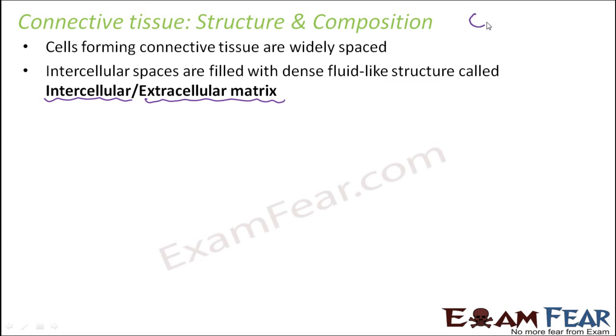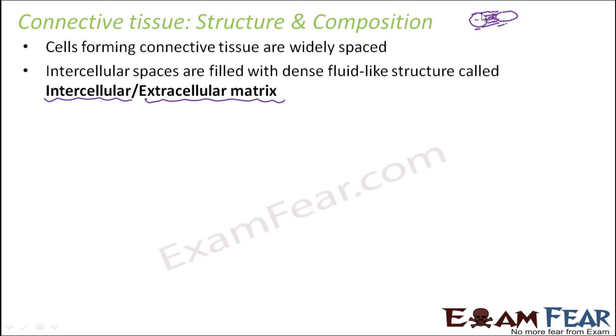Suppose this is one cell, this is another cell. This is the empty space. So here you have matrix. This is called intercellular because it is between two cells. It is called extracellular because it is outside the cell. If you think of this cell, it is outside the cell. Think of this cell, outside the cell. So basically it is extracellular. Again, if you think of it in this way, that it is in between the two cells, then it is intercellular.